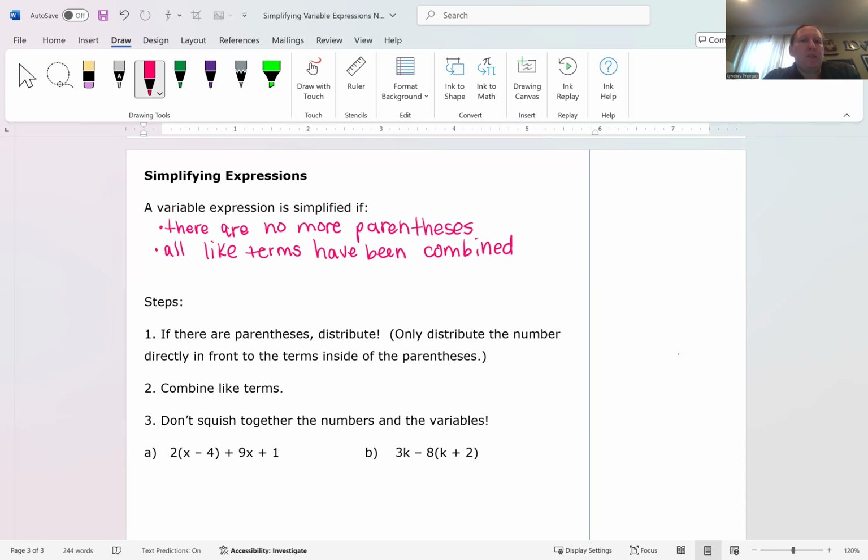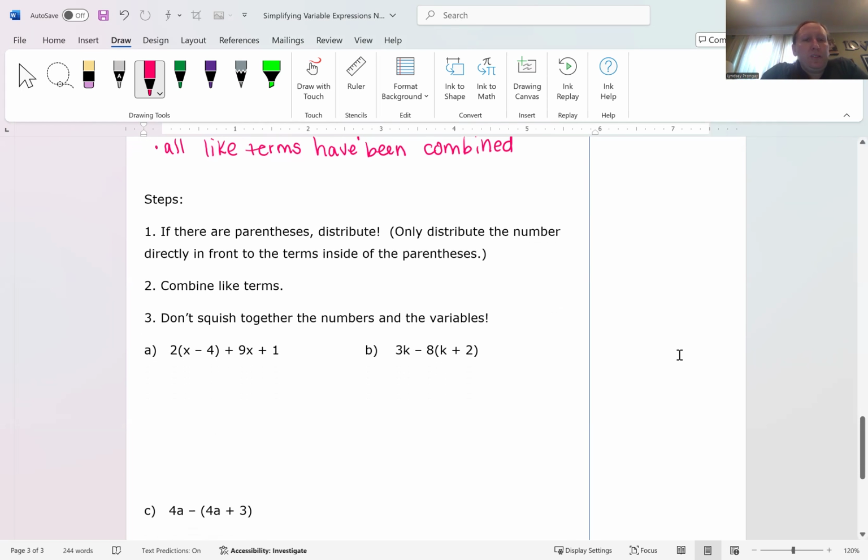So our steps: if there are parentheses, distribute. Remember, we're only distributing a number, in this case. You could have a variable as well, but in our case, we're only going to have a number directly in front of the terms inside of the parentheses. And then we're going to combine like terms. And then remember, please don't squish together the numbers and the variables. You cannot combine unlike terms. Okay, so only like x's with x's, y's with y's, numbers with numbers. Only like terms can be put together.